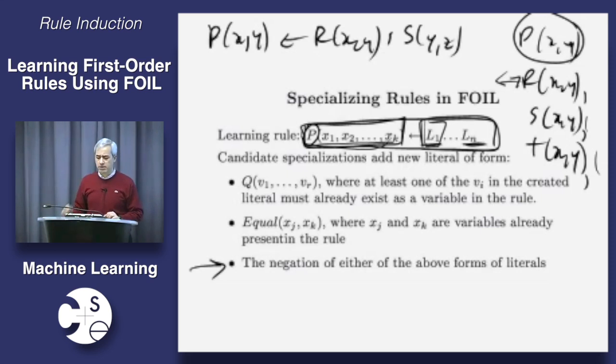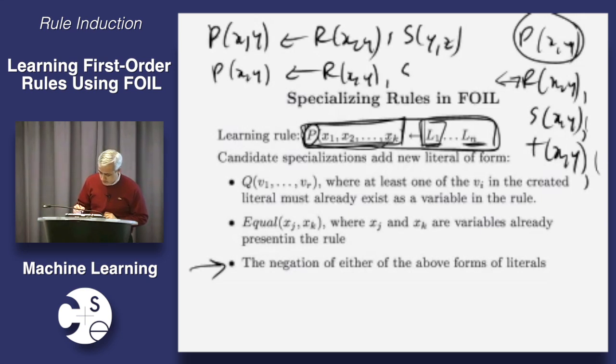But let me give you another example that hopefully will make you think. What about the following? P of xy if R of xy and S of uv. Do you like this one? It is surprising. Yes, this rule is surprising. But more to the point, is it a good idea to add S of uv to this rule? It doesn't have any relation to the original predicate. That's right. It fails the common sense test.